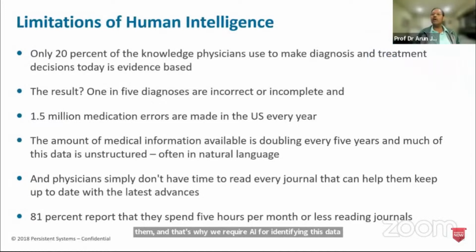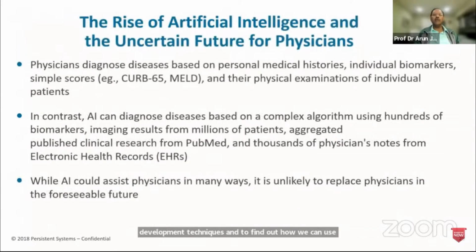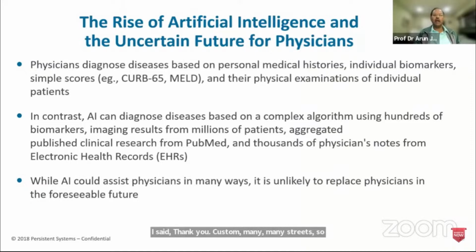And then we have a limitation for human use: medical errors are occurring, and the amount of information available is doubling every 5 years. I think that whole thing comes to experience, and we require AI to identify what developments are taking place and to find out how we can use them. Then you can find out what a physician can diagnose based on, say, personal medical histories. So there is a vast difference between how a human mind can diagnose and how AI can diagnose. AI can diagnose diseases based on complex algorithms using hundreds of biomarkers, aggregating millions of patients and clinical data. So I think you can't just compete, and that's why AI might be helping.